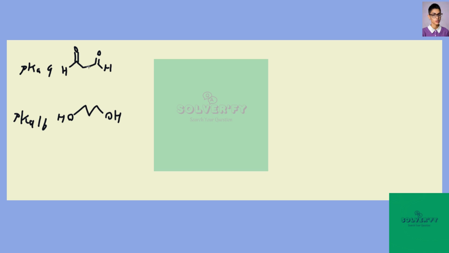So let's remove the most acidic protons in each of these molecules, this being the alpha proton in the anhydride and this being the alcohol proton in our alcohol. So if you remove these protons, you'll be left with a carbanion here and a negatively charged oxygen here. So now let's look at the stabilization effect.